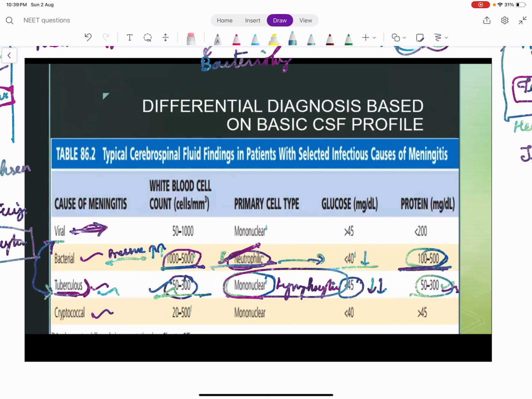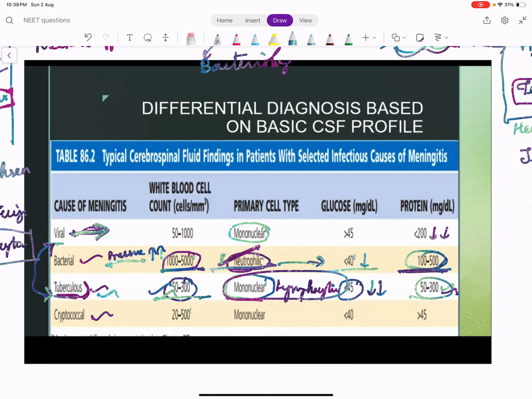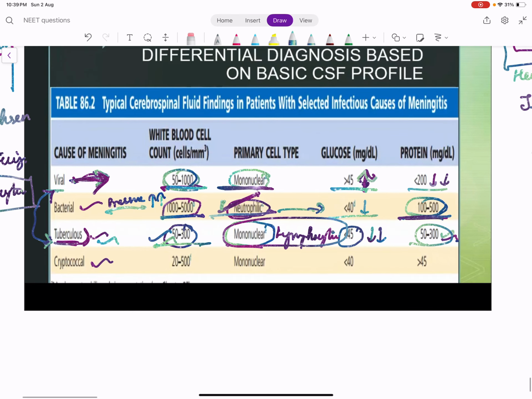Viral is not a living organism, so it cannot consume glucose. Viral also will cause a lymphocytic infiltration. Low protein, because it's not a living organism, it cannot produce protein. So viral will have low protein. Viral is not a living organism, so it does not consume glucose. So glucose will be normal. CSF glucose will be normal. And white blood cell count also will be mildly elevated. So mildly elevated white cell count with lymphocytes, normal glucose, low protein is viral.